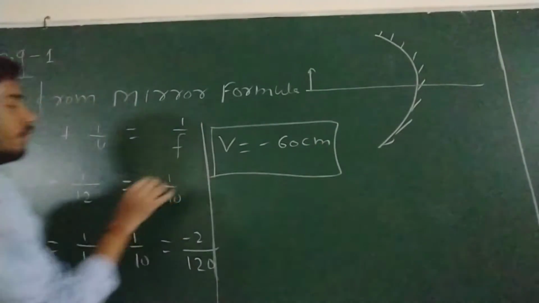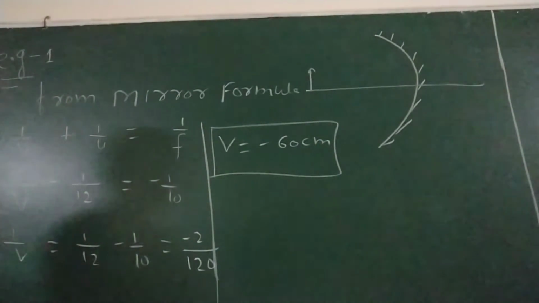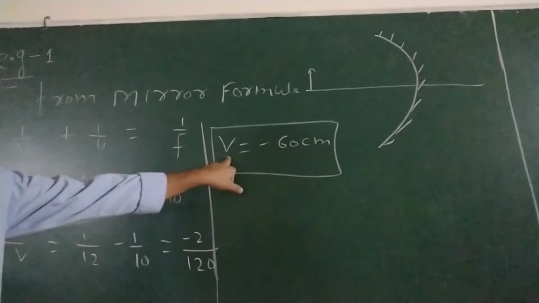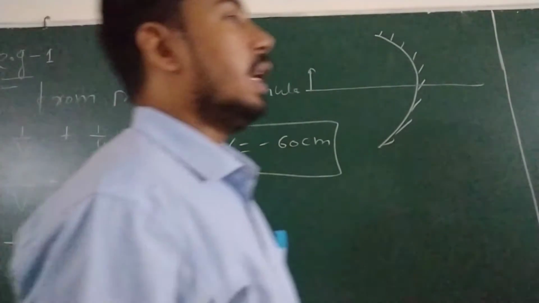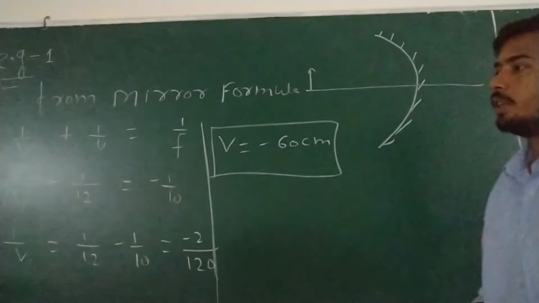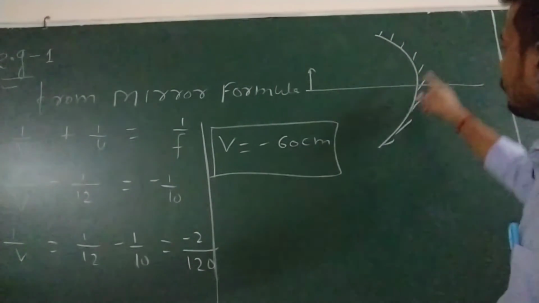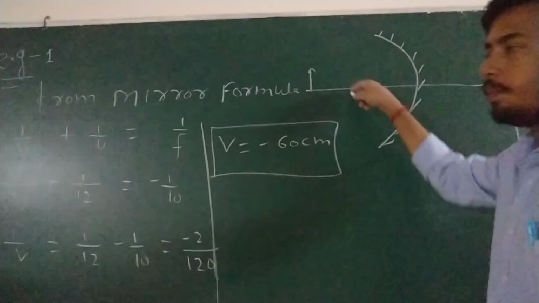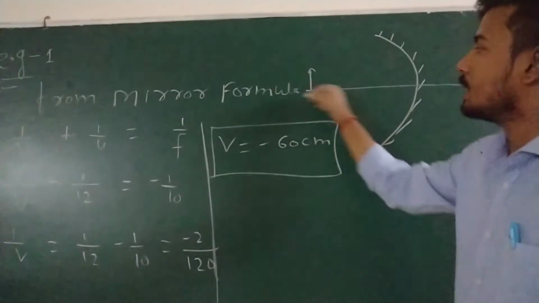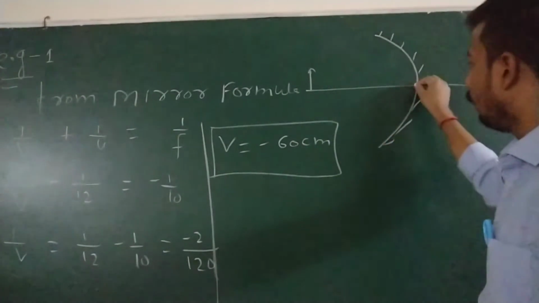So the answer of the first part we have got here. It means the image distance is minus 60 centimeter. According to sign convention, you have to say whether the image will be on this side or this side. So definitely the image will be on this side, at 60 centimeter from the pole.